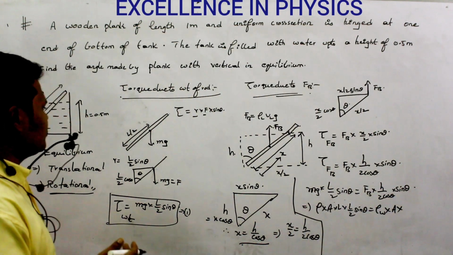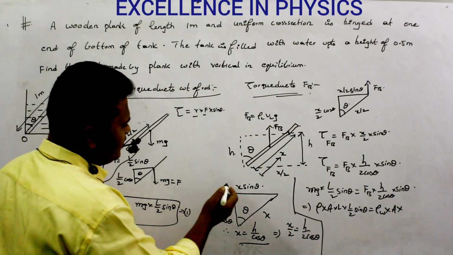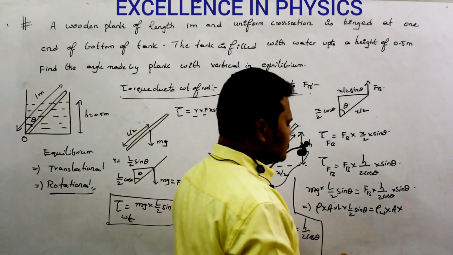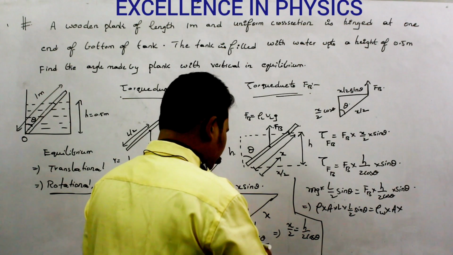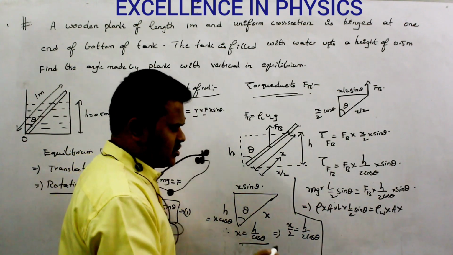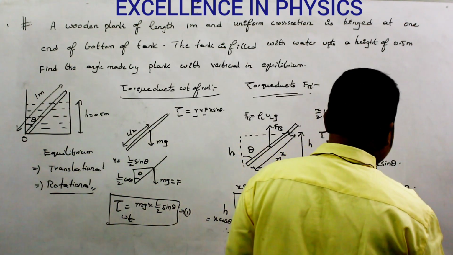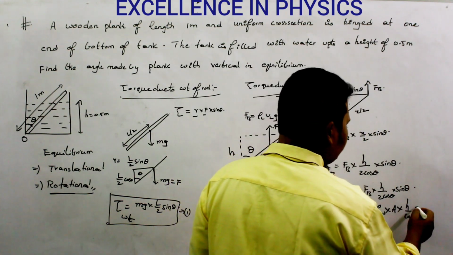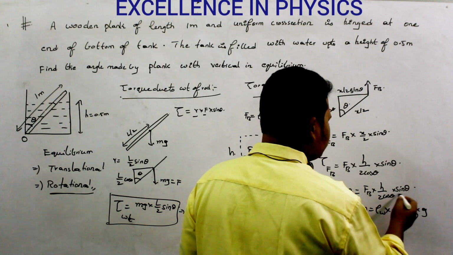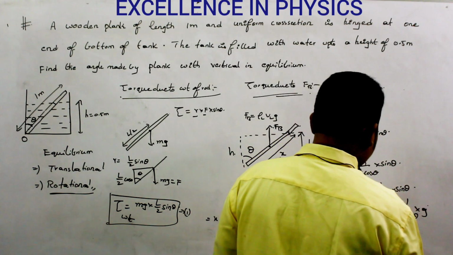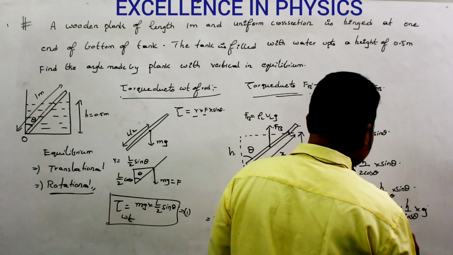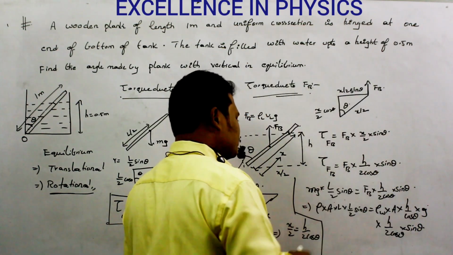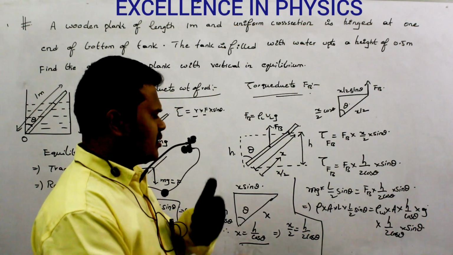So how much length of the body is present inside water? We have already discussed that only the x part is present inside the liquid, and that x value we have also calculated as h by cos theta. So I will substitute that, h by cos theta. So rho L VL into g, and again these terms are present, multiplied by h by 2 cos theta into sin theta.